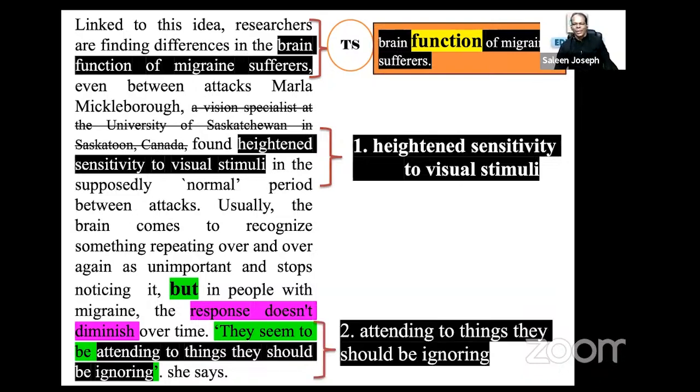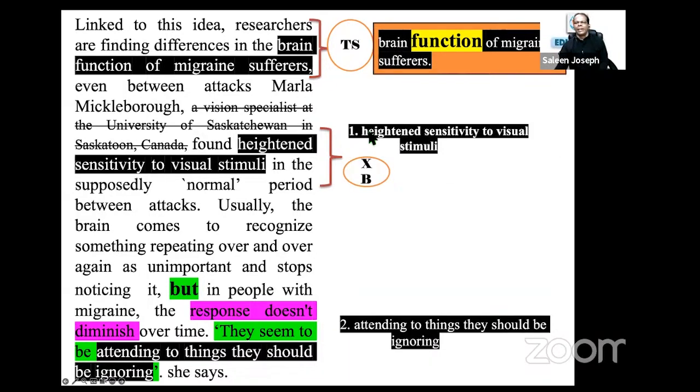And the second function, attending to things they should be ignoring. There are two functions given in this. The topic sentence speaks about the function of migraine sufferers. First function, second function. Only two functions are given. And as I told you earlier, one of those functions must be the answer. Now, heightened sensitivity to visual stimuli is opposite to option B, which says it struggles to interpret visual input. Just opposite.